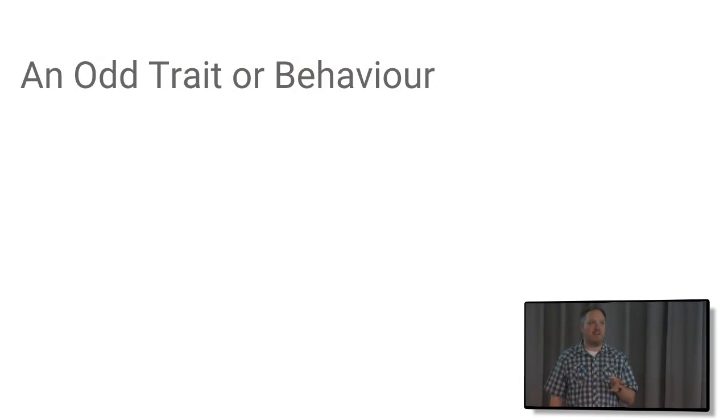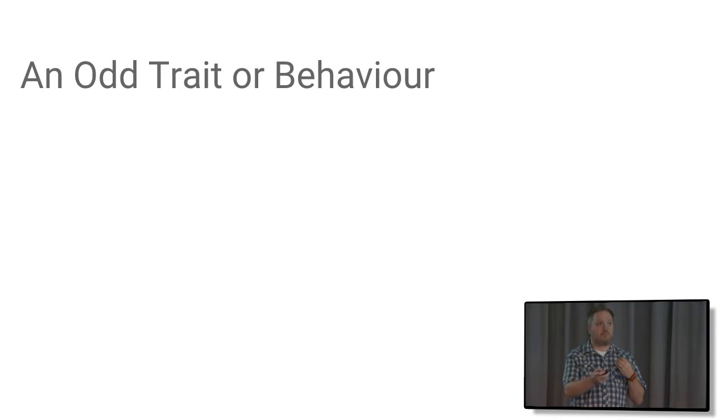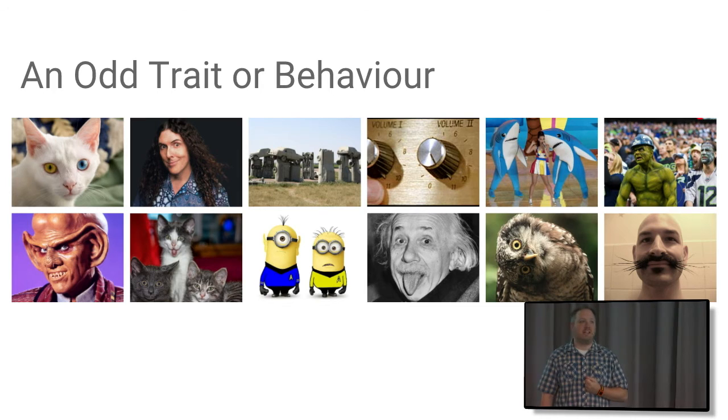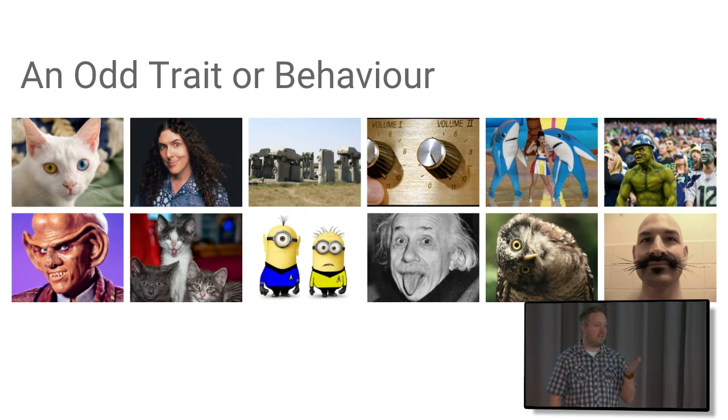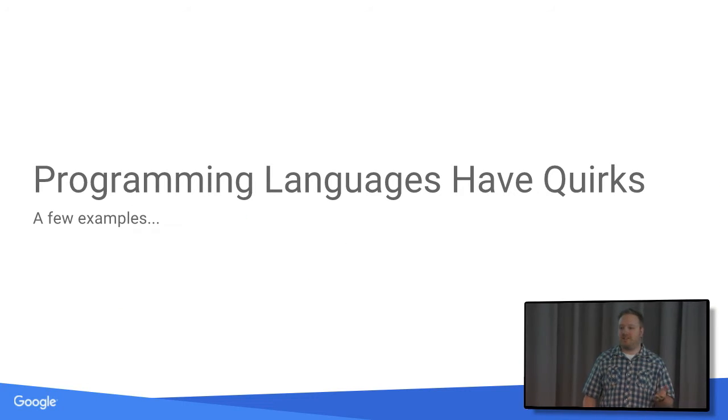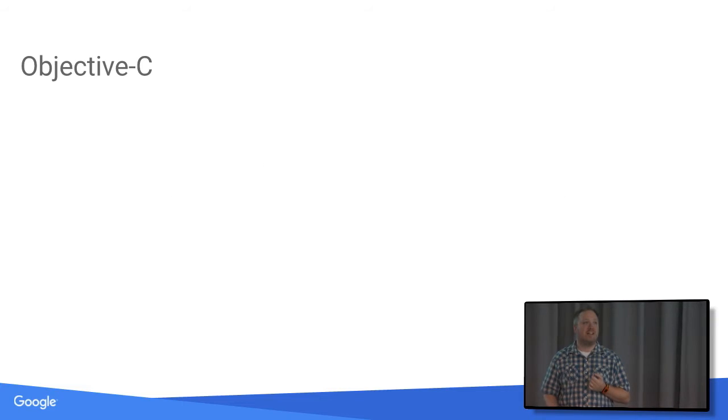What is a quirk? A quirk is an odd trait or behavior. Here are some examples. Cats that have two different colored eyes because of a genetic mutation. Some people build careers out of being quirky. The slides you see before you are in themselves quirky, because one of them is actually a quirk. Programming languages, of course, have quirks, and that's what we're going to mostly talk about today. What are a few examples?